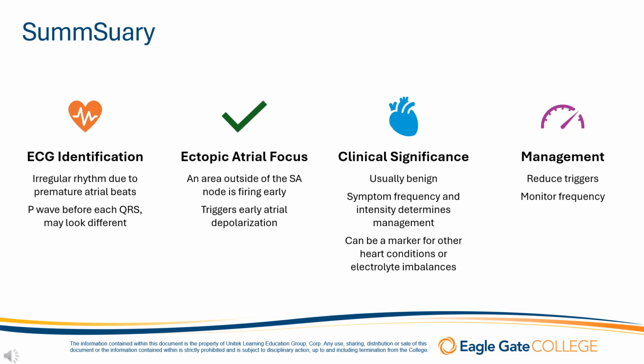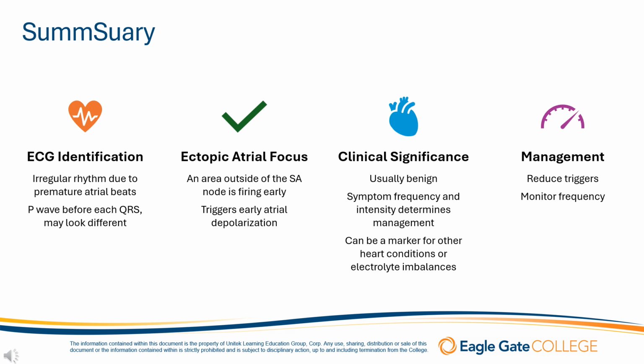You learned that PACs occur due to an ectopic focus in the atria, meaning that an area outside the SA node is firing early, and that this focus triggers an early atrial depolarization, resulting in a premature beat. You learned that in most cases they are benign and do not require specific treatment. They're often found incidentally on an ECG or when patients report palpitations, but frequent PACs can be uncomfortable and may cause symptoms such as a fluttering sensation, palpitations, or occasional dizziness.